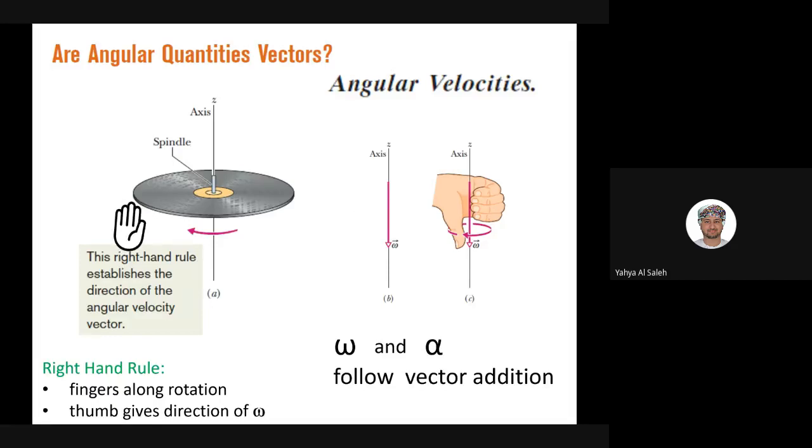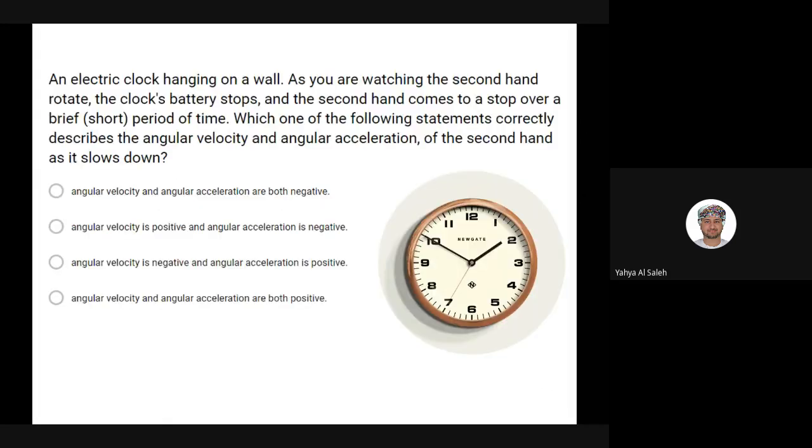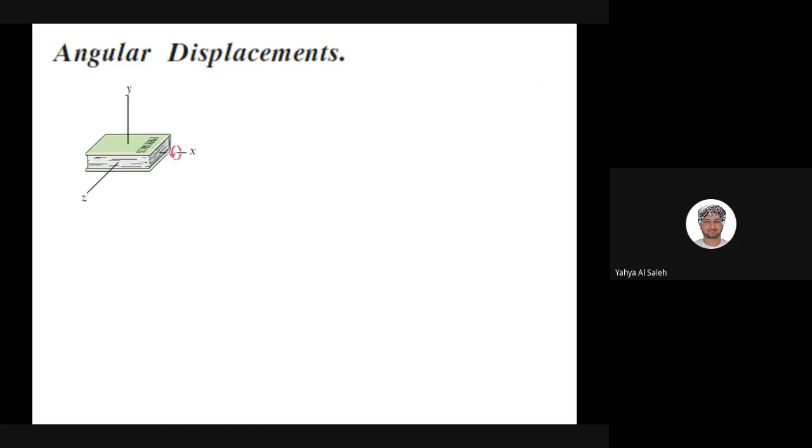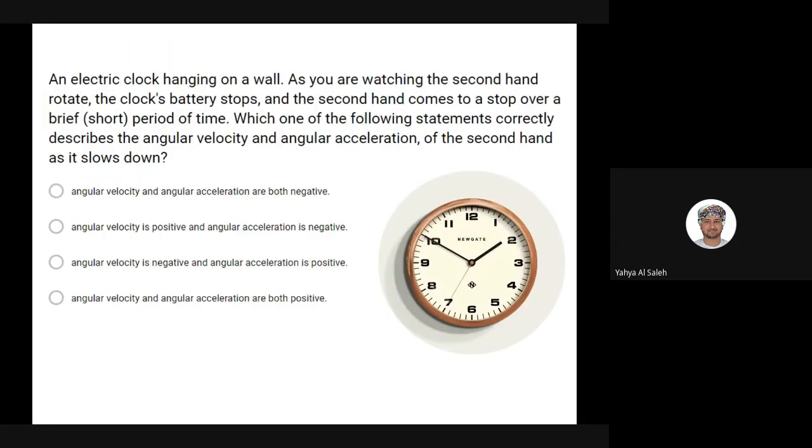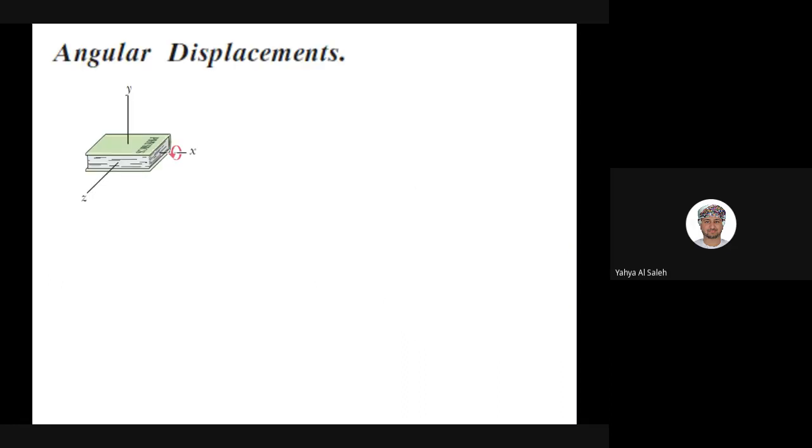Omega and alpha both follow vector addition. If we have an omega and an alpha, we want to add them, we want to subtract them, they do follow vector addition. But I did not say anything about displacement. Angular displacement is actually a little bit weird. I want each and every one of you, I'll give you a minute, to go get a notebook or a textbook. It doesn't matter what book, just get me a book, something rectangular. Go, I'll give you a minute.